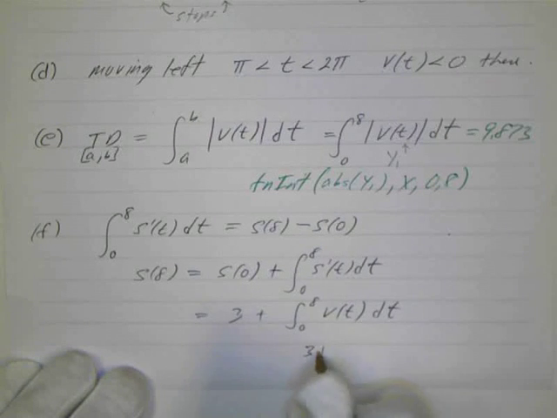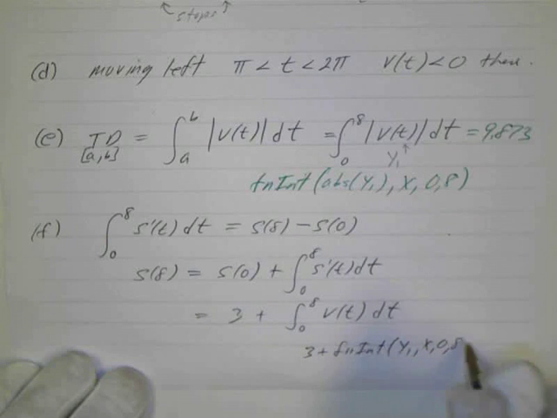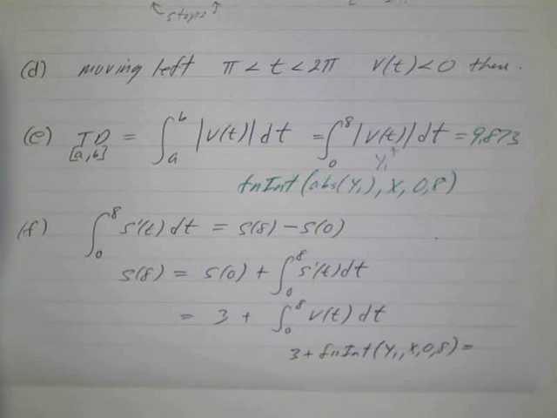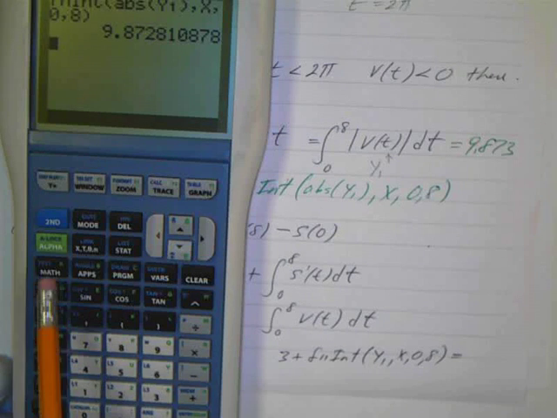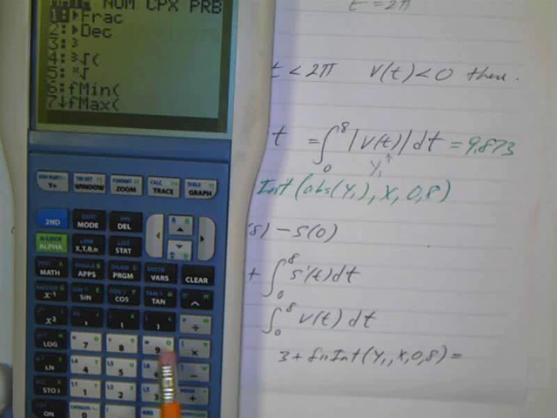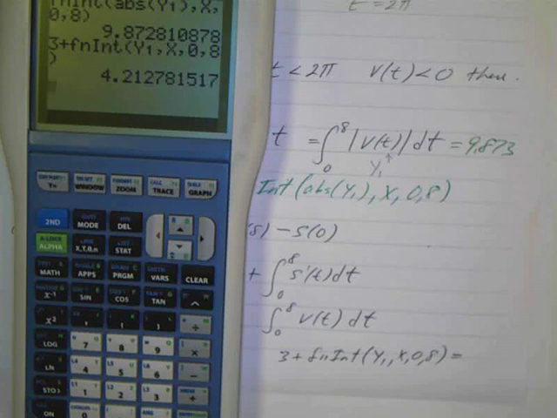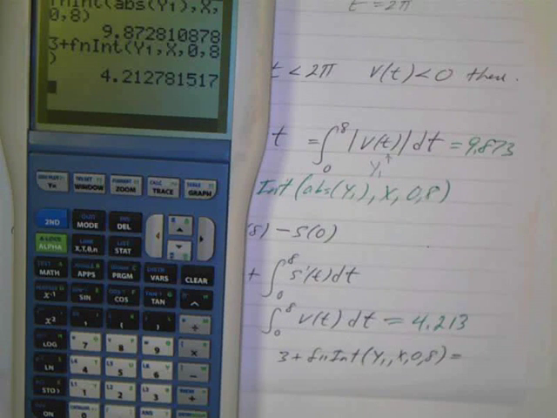We could just say 3 plus fnInt, and then we go VARS, Y-VARS, comma x, comma 0, comma 8, and that should give it to us. That would give us our position. So this is like our initial position and our displacement. Let's go back and clear that. Let's just go to 3 plus, so 3 plus math 9, and then var y vars, enter, comma x, comma 0, comma 8 parentheses. So you can do that pretty fast. And we'll get the position, which is 4.213. And that's the position at t equals 8.